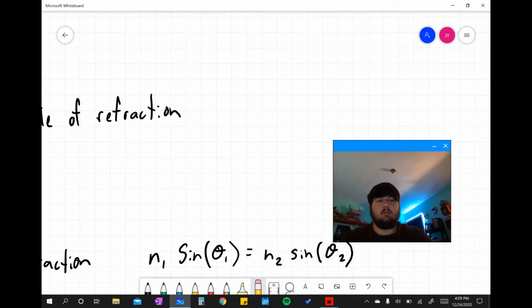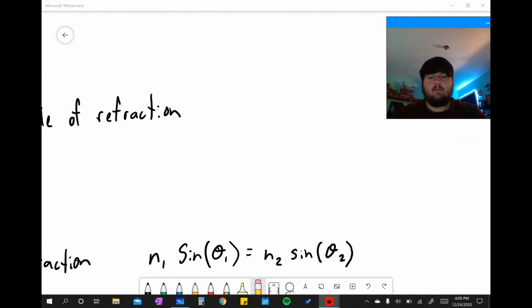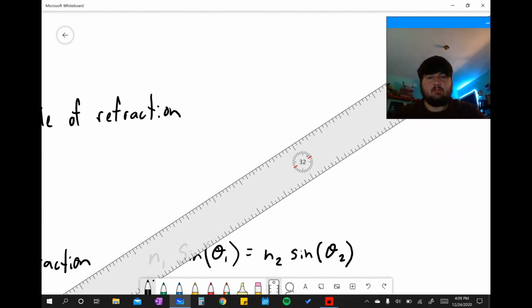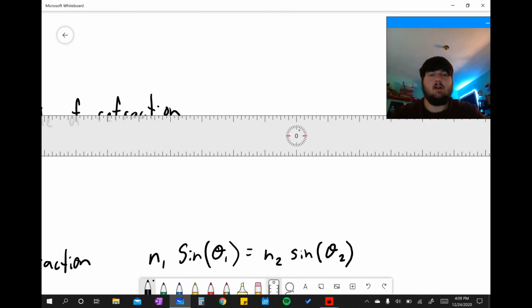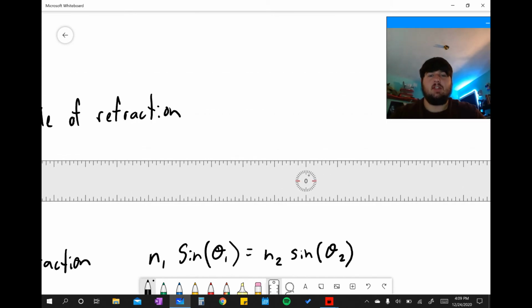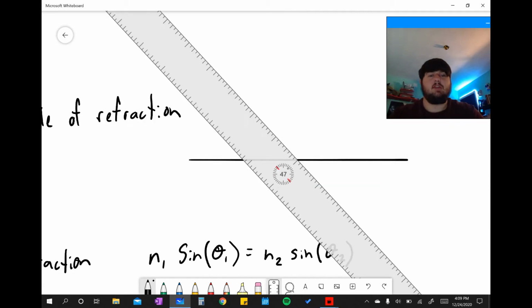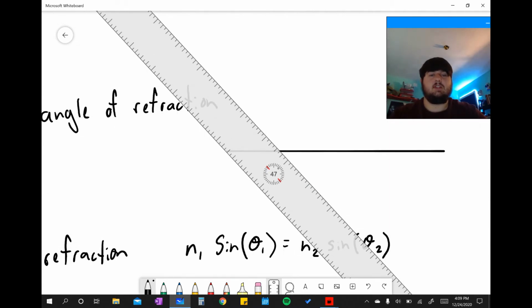The critical angle of refraction. This is important. So basically, remember how in our law of refraction we said that light will bend away and towards different materials depending on their indexes of refraction.